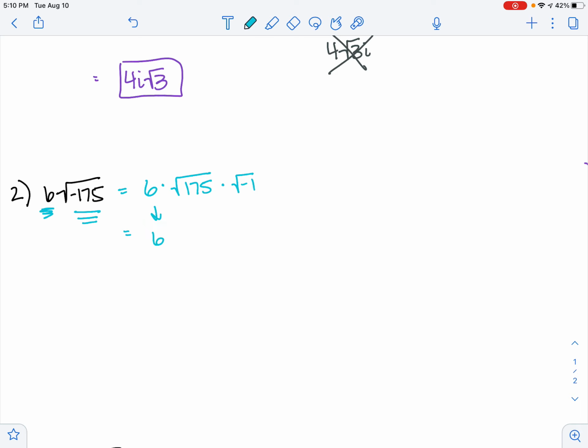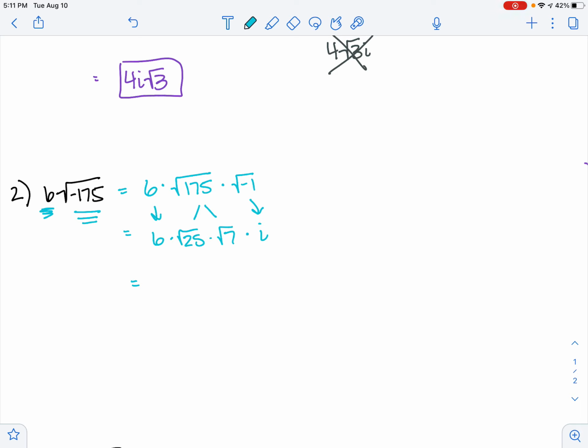From here, I want to break up the square root of 175 into two factors, in which one of those factors is a perfect square. And so I know that 25 times 7 is 175. So I can break up the square root of 175 into the square root of 25 times the square root of 7. Remember that we learned that the square root of negative 1 is i.